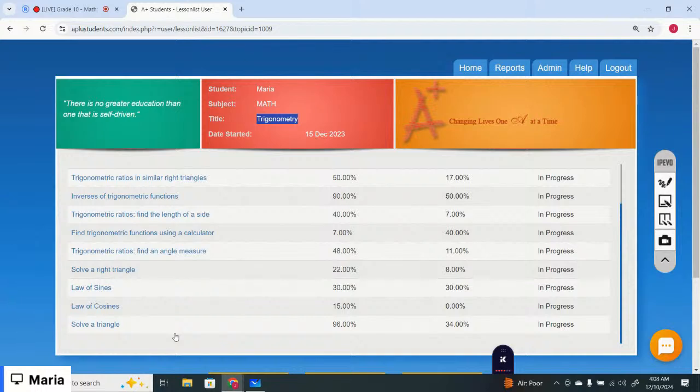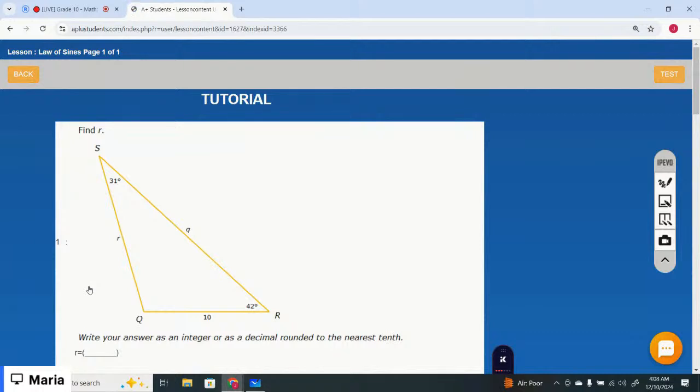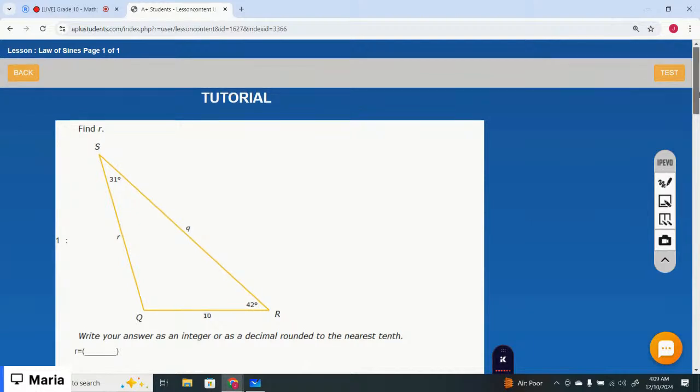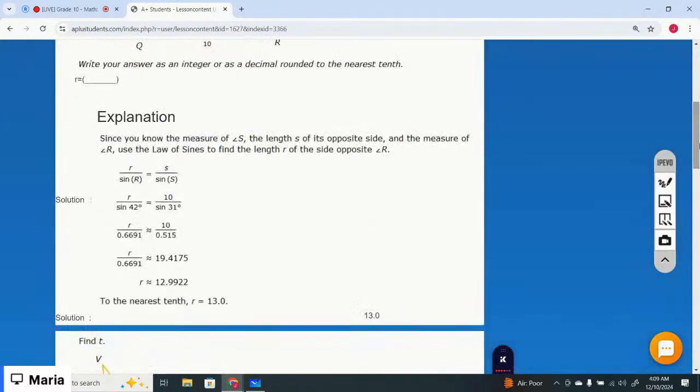The chapter we're on right now is trigonometry. Let's just start with the lesson that is law of sines. So you are given the triangle. You are given only one side of the triangle and two of the angles. The rest of the two sides and one angle you need to find, right? So whenever you are given one side and two of the angles, you have to use the law of sines. So the law of sines is r divided by sine r equals s divided by sine s, right? So this way you can calculate r.